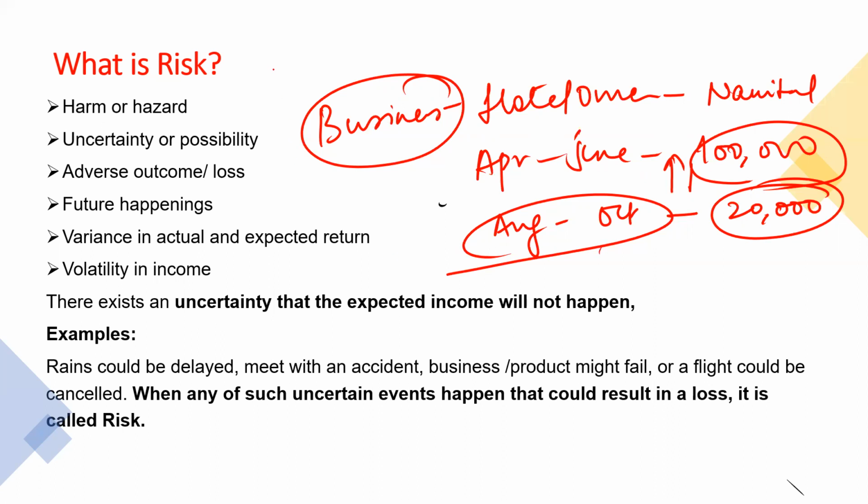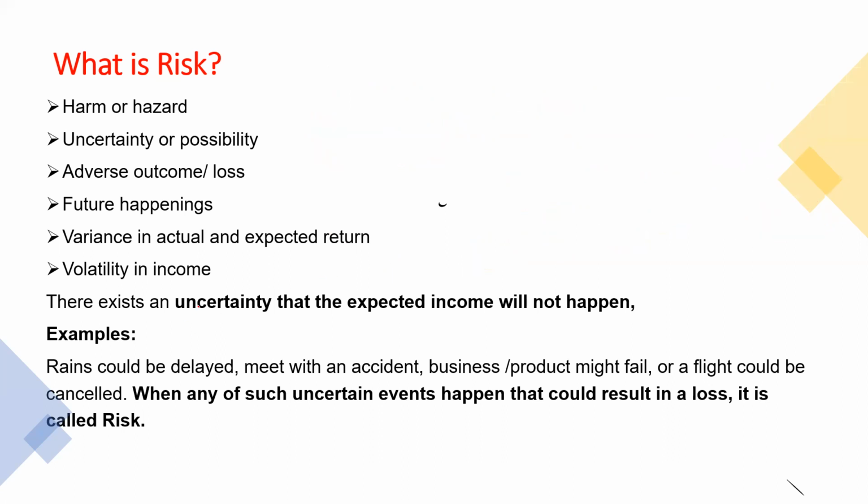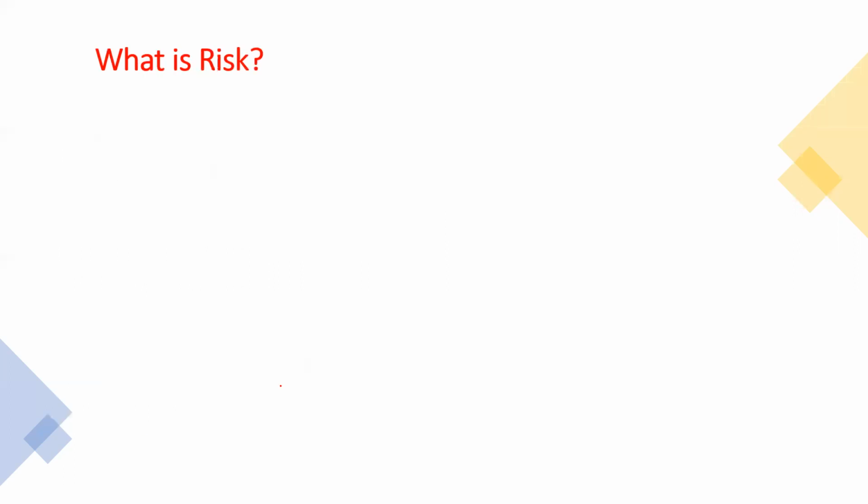But where we were a government employee and there was a fixed income, there was no variability in income, it was fixed day in and day out. In that case, we would say that there is no risk, right? So risk is when there's an uncertainty that the expected income will not happen. When any such uncertain events happen that could result in a loss, it is called risk. I hope this is clear, friends.